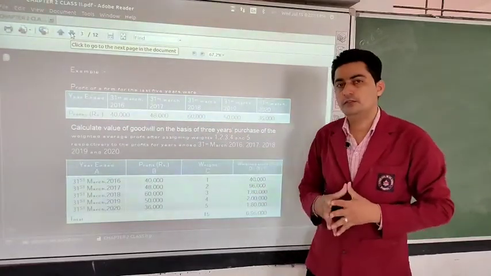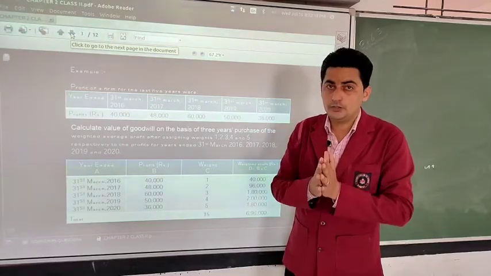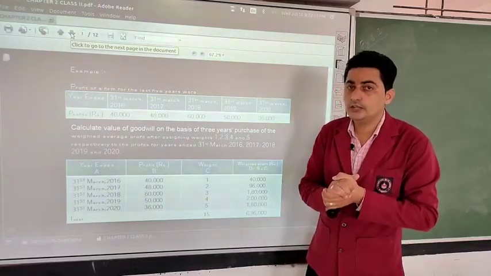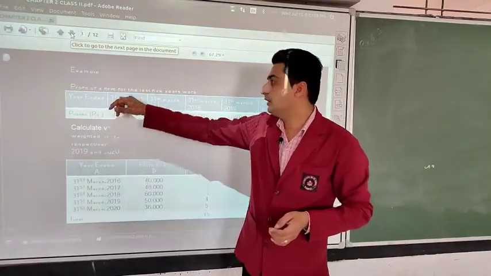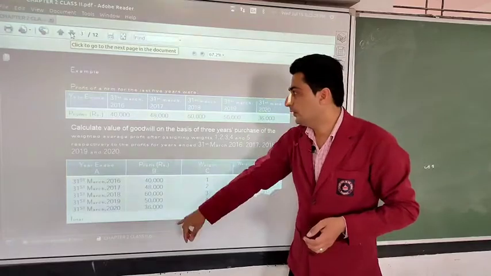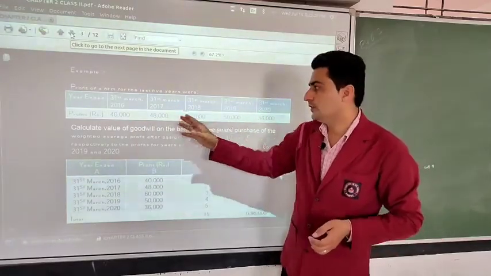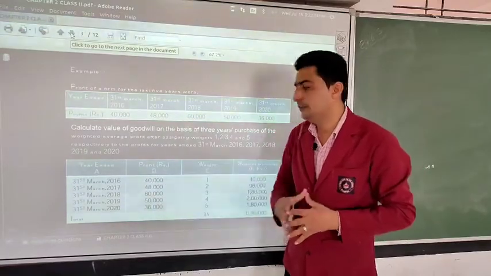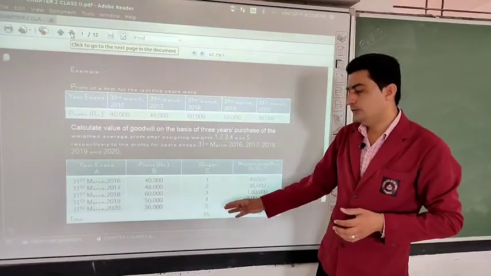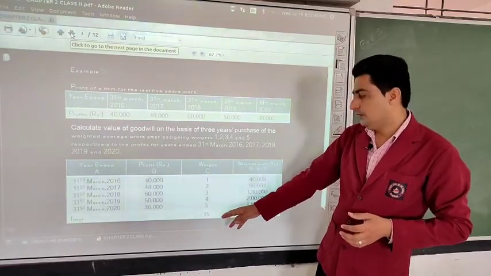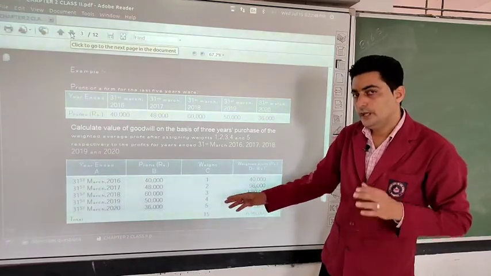Now, first thing which we have to do, we have to calculate total weightage. How will we calculate total weightage and total weightage profit? First of all, this is your year column in which you will write your years. Then profit column in which you will write your profits. These profits and years are already given in your question, so you have to write them here. Then weightage is already given: 1, 2, 3, 4, 5. Total weightage will be 15. 1 plus 2 plus 3 plus 4 plus 5 is equal to 15. So total weightage will be 15.